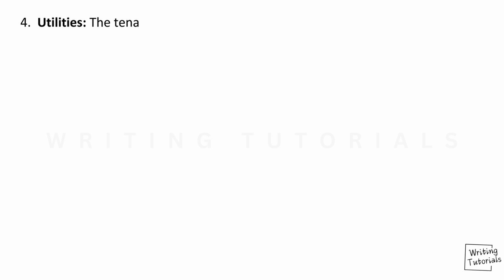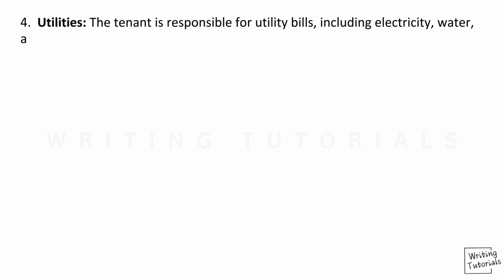4. Utilities. The tenant is responsible for utility bills, including electricity, water, and gas, unless otherwise stated. This section specifies who will handle utility payments. If the landlord covers any utilities, make sure to list those exceptions here. This term ensures everyone knows their financial responsibilities.